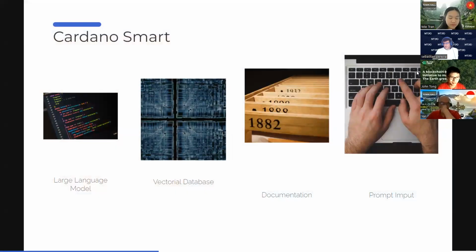So in order to tackle all of these problems, we have created Cardano Smart. Cardano Smart is a wrapper that uses a large language model in order to take documentation from the Cardano ecosystem and generate examples. What it does is take the documentation and save it in a vectorial database. The vectorial database organizes the information for the large language model to use when it is training. And finally, that documentation is presented to the users via prompts, right?